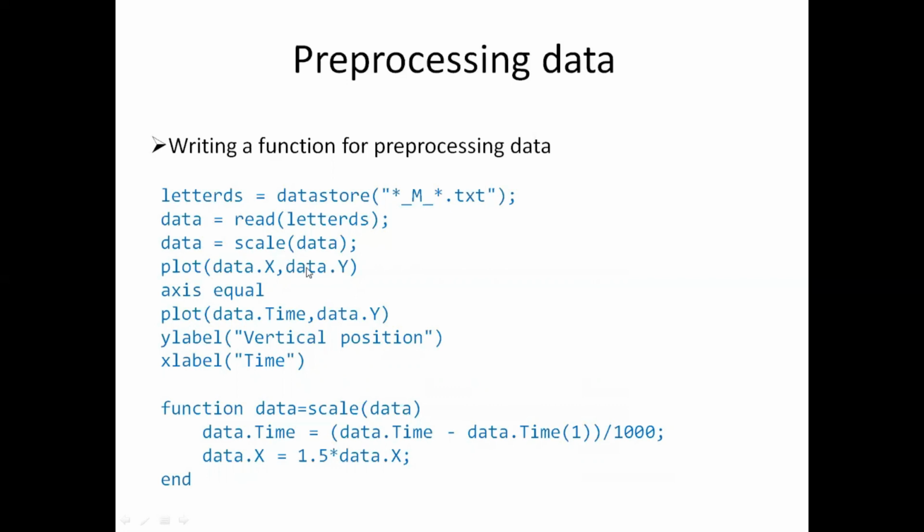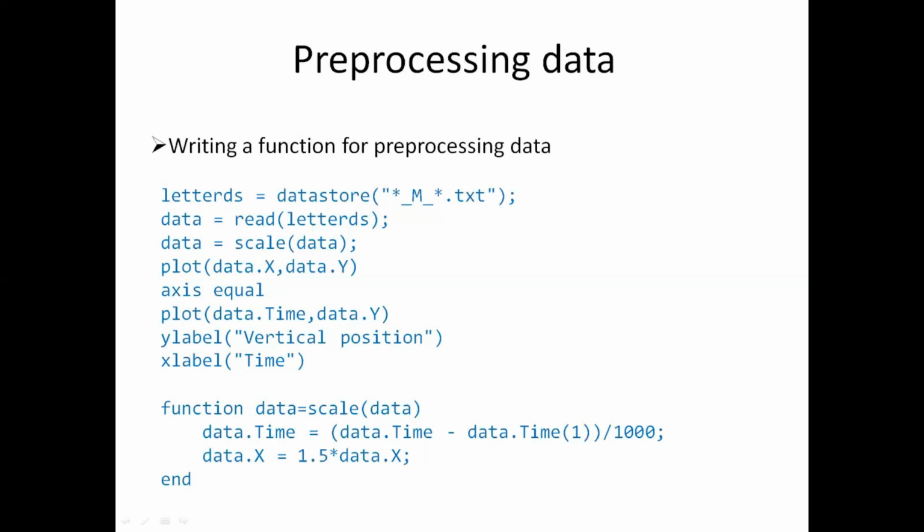To this function I am passing the data as input. This is the data that I am passing as input, and the output that the function gives, I am again storing in the variable named data. So we will see how this function scale is written, which you can see here at the end of the program. This function is written to correct the time values and to correct the horizontal distance unit.